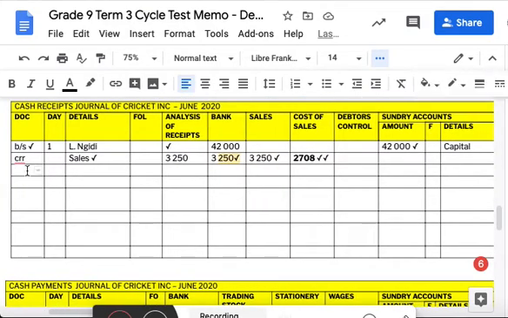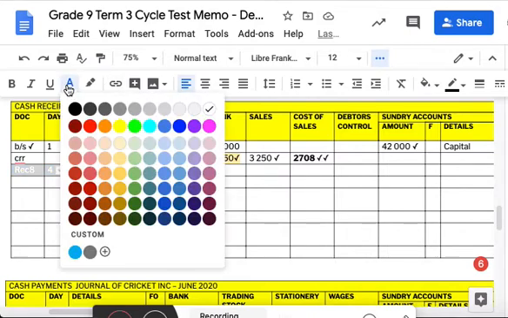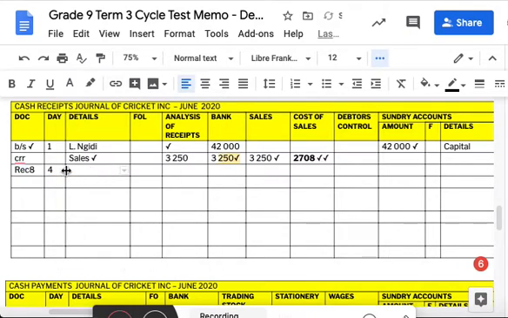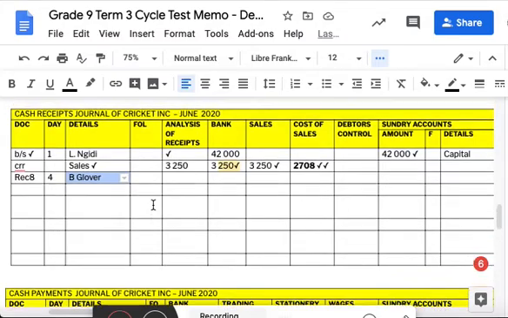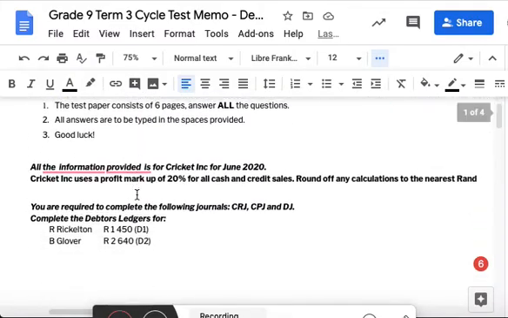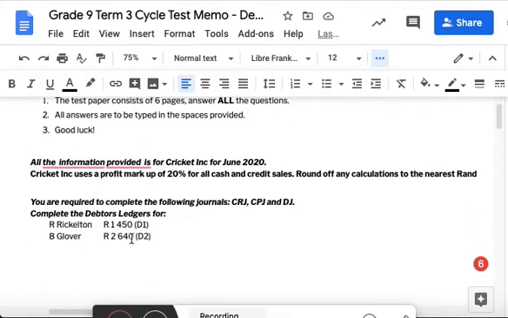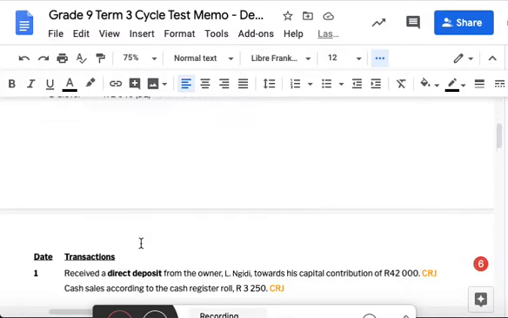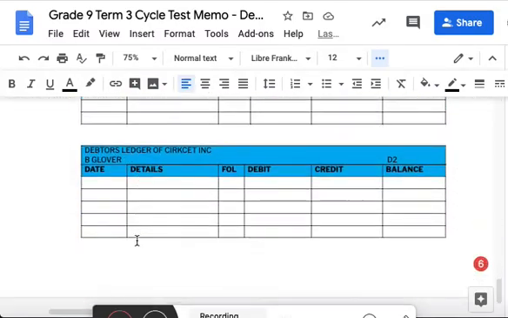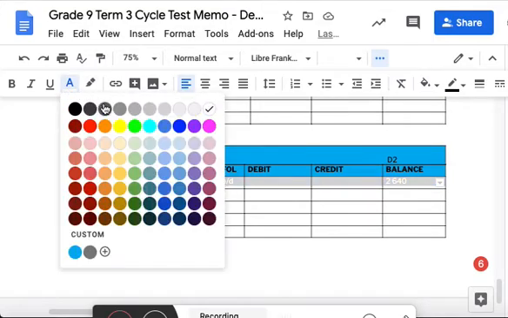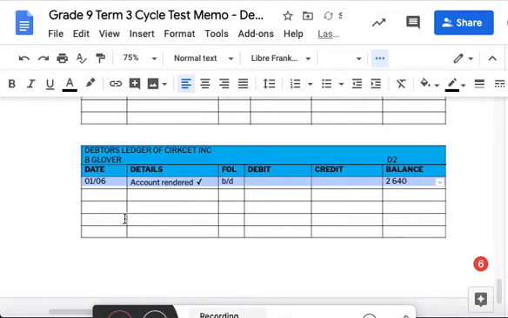On the same day, on the 4th, using receipt number 8, we've got a full settlement of the account from B. Glover. Okay? Where do we find the settlement amount? At the top, they've shown us in our debtors list that B. Glover owes us 2,640 Rand as it stands. If we go down to his debtors ledger, we start off his account on the 1st with account rendered and his balance brought down, which is 2,640, right?